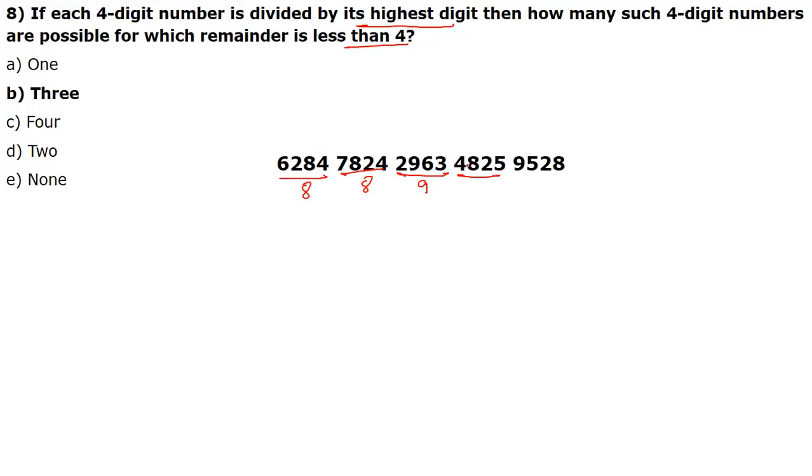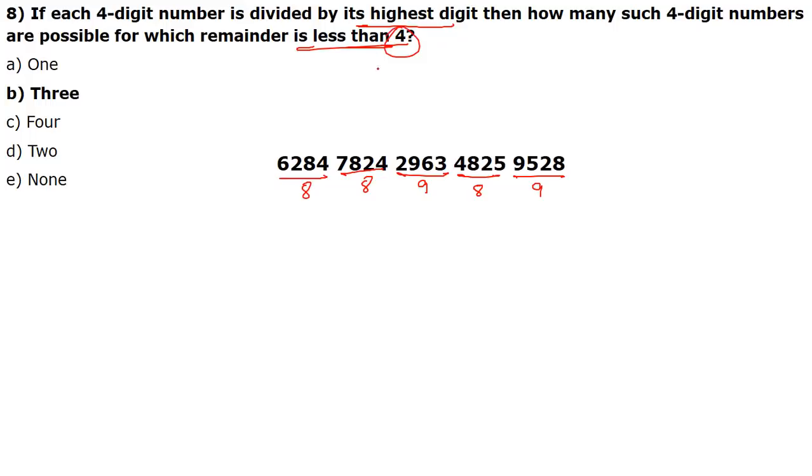So out of this, 8 would be the highest number. So therefore, 8 has to be considered here in the denominator. Okay, 9528. So when we are going to take 9528, the highest number would be 9. So that has to be taken in the denominator. So we need to take what? When we are going to divide, we need to find out how many such 4-digit numbers are possible for which the remainder is less than 4.